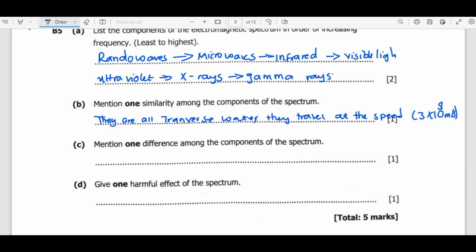Then C, mention one difference among the components of the spectrum. So the difference is in terms of the wavelength and frequency. Then give one harmful effect of the spectrum. So here we can just look at it in terms of skin. So we can just say they can cause skin cancer.